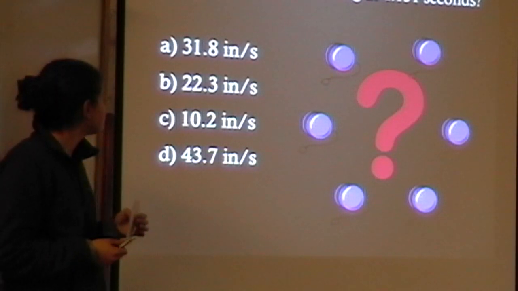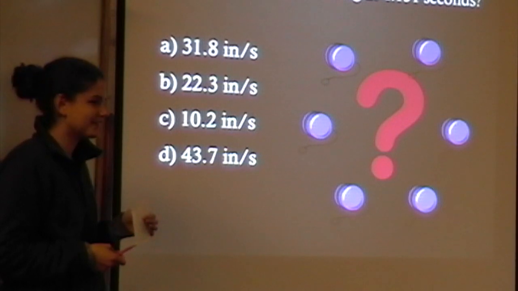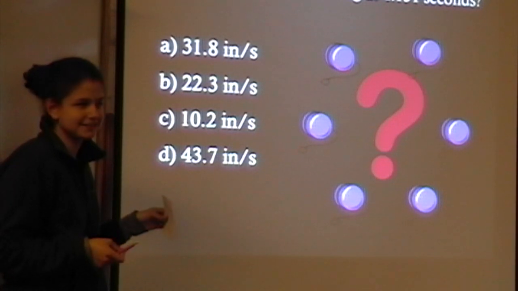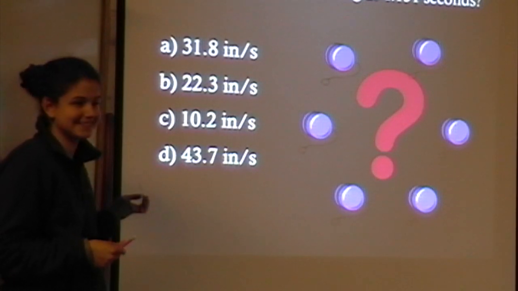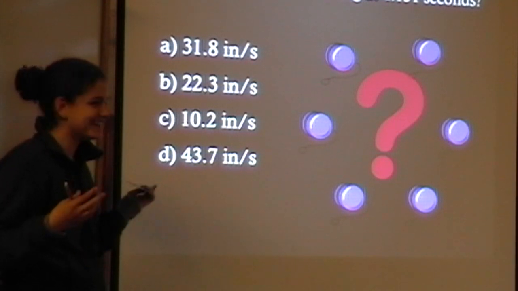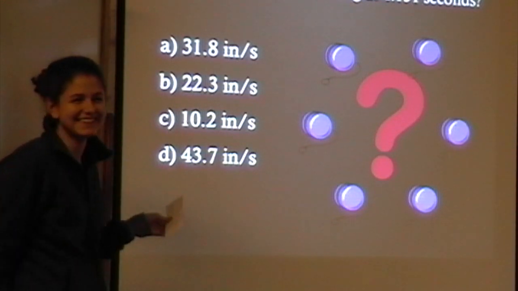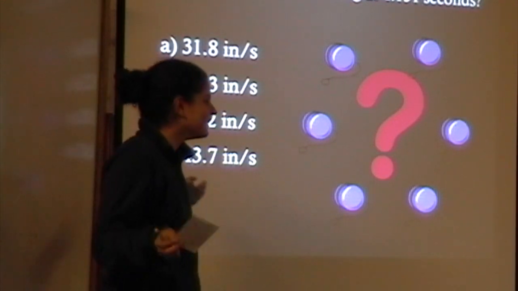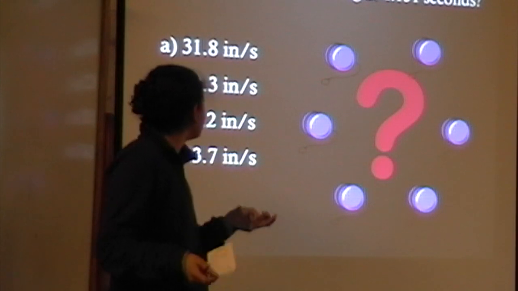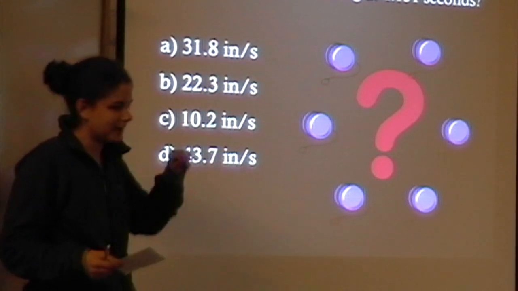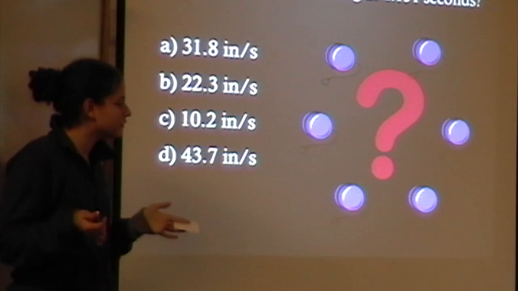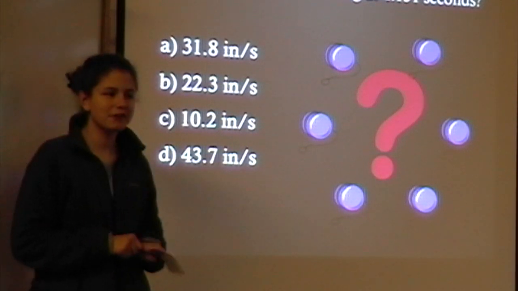So, how many people think it's A? No. Okay. B. Okay. C. Always good. Okay. D. I'm changing my answer to B. You're right. Oh. So, it is going 22.3 inches per second at this time marker, and that's another thing you can figure out with the equations. So, are there any questions?